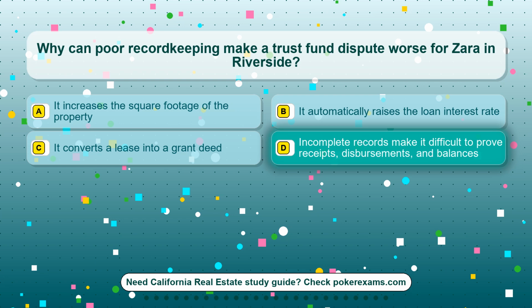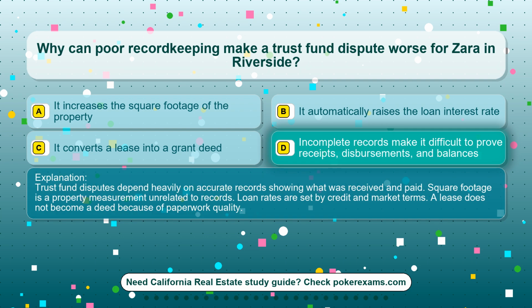The correct answer is option D. Incomplete records make it difficult to prove receipts, disbursements, and balances. Trust fund disputes depend heavily on accurate records showing what was received and paid. Square footage is a property measurement unrelated to records. Loan rates are set by credit and market terms. A lease does not become a deed because of paperwork quality.